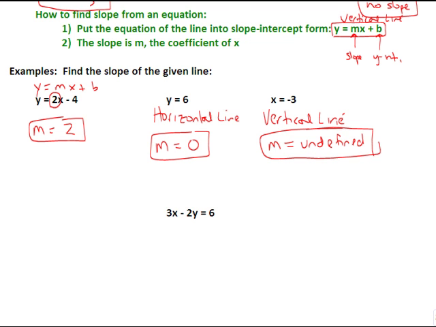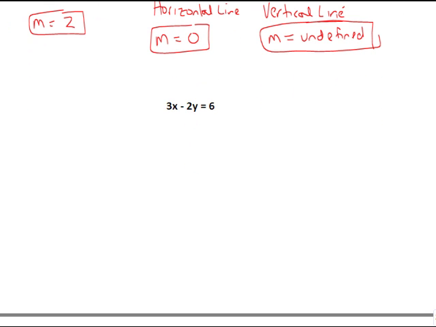Alright, now when we go to the last example here, this one we are going to have to do a little bit of work on because it's not in our y equals mx plus b form. It's not solved for y. We have the x's and the y's together. So to put it into this slope-intercept form, we want to isolate the y and get it by itself. So to do that, I'm going to need to move this 3x term over to the right side, and I'm going to do that by subtracting.